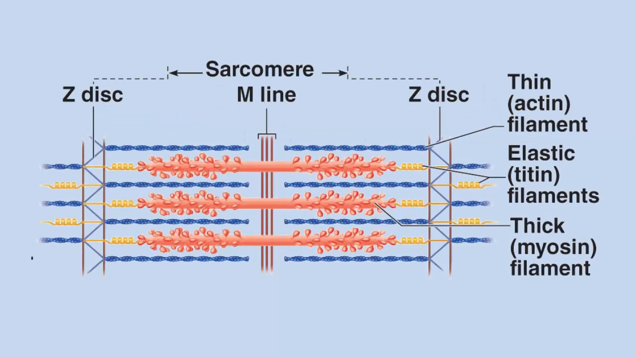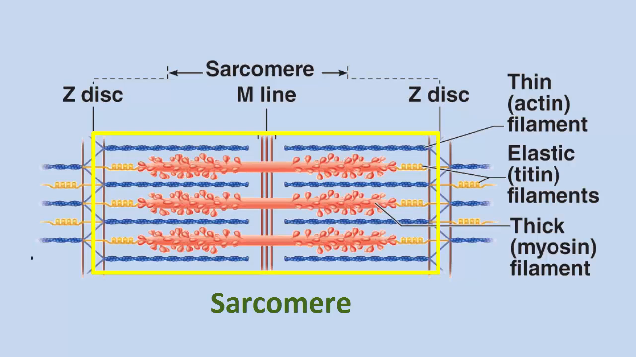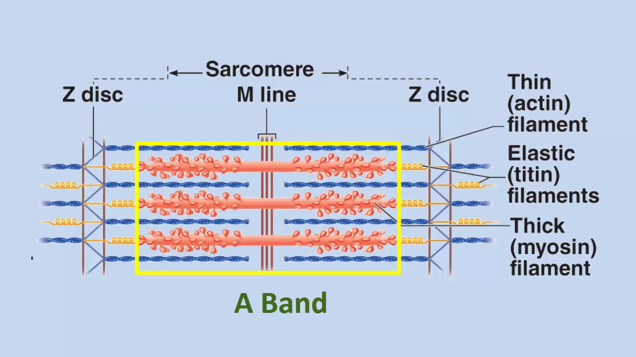Looking at a two-dimensional drawing of one sarcomere, we see the ends of the sarcomere at the Z-discs on either side. The actin filaments are attached to the Z-discs, and the myosin filament sits between the actin filaments. The area where myosin and actin overlap will give us the darkest band under the microscope. This is the A band.